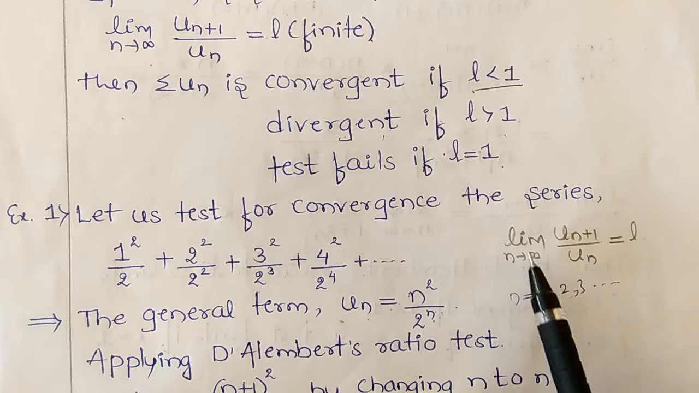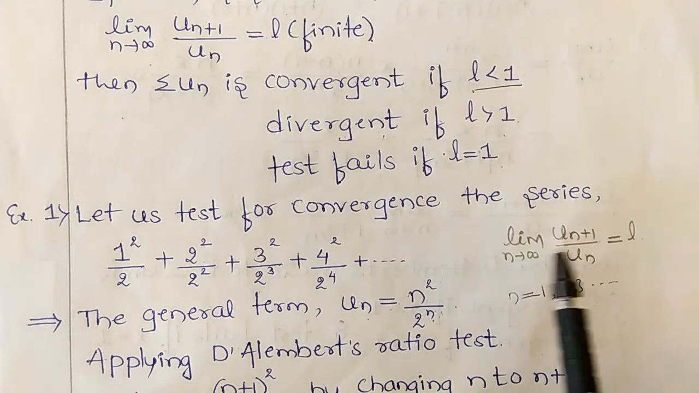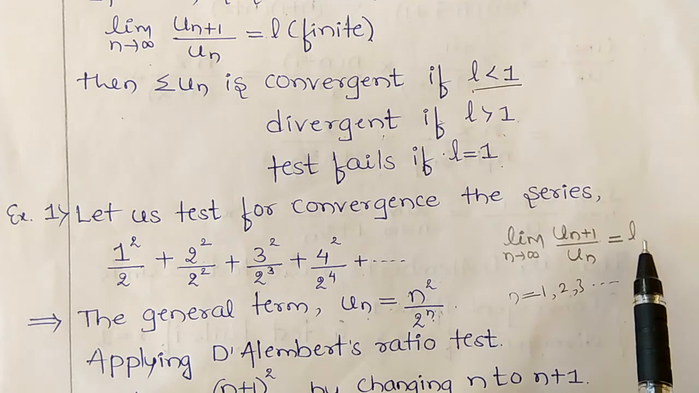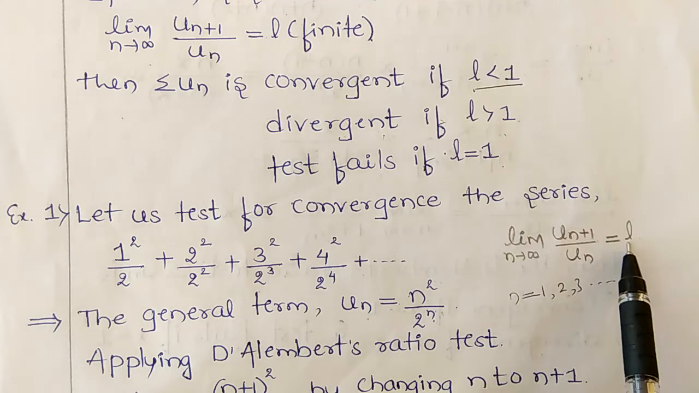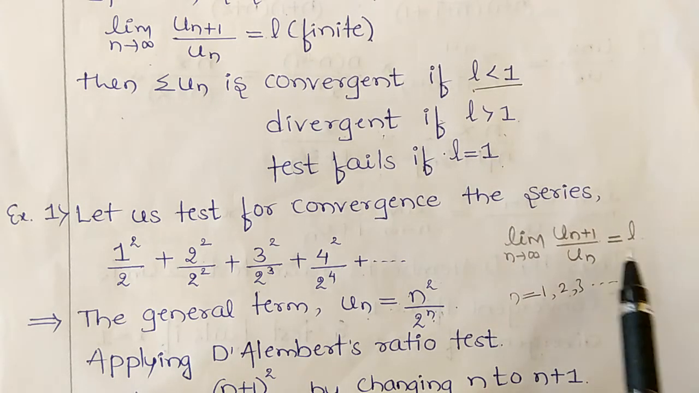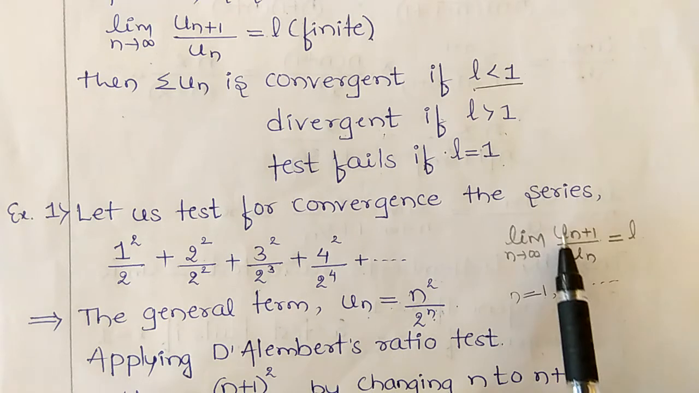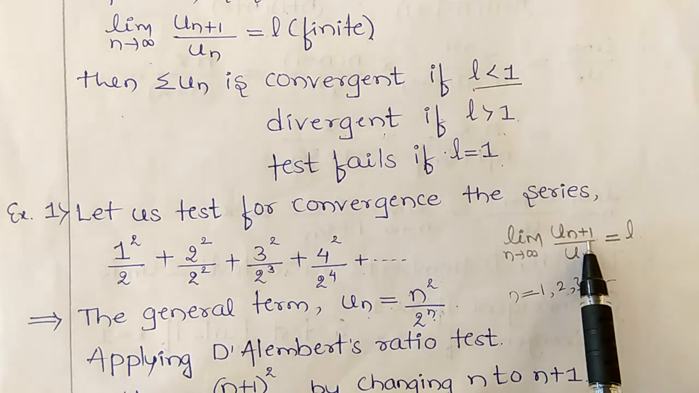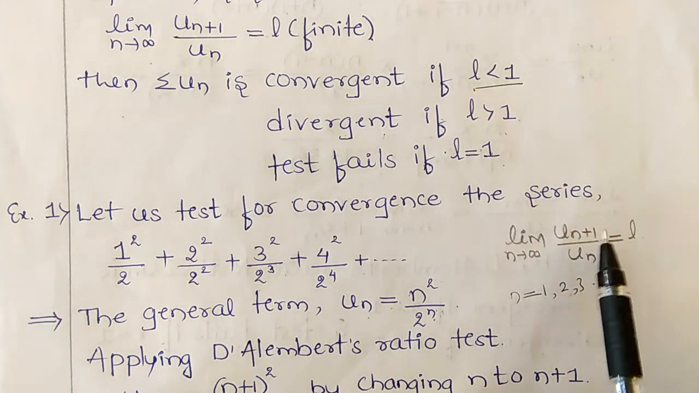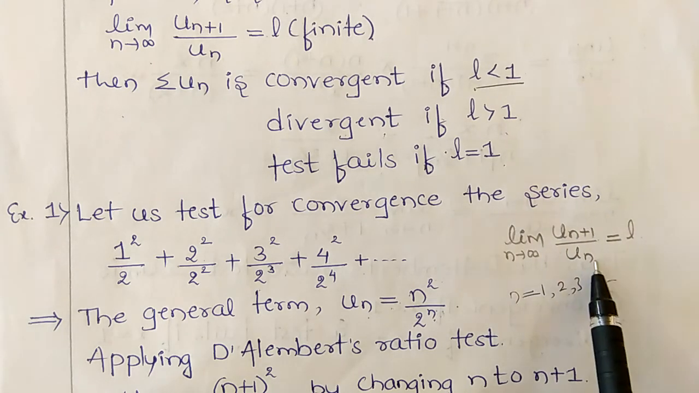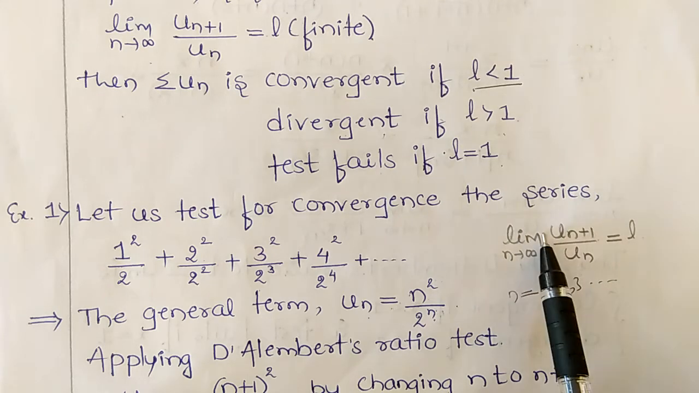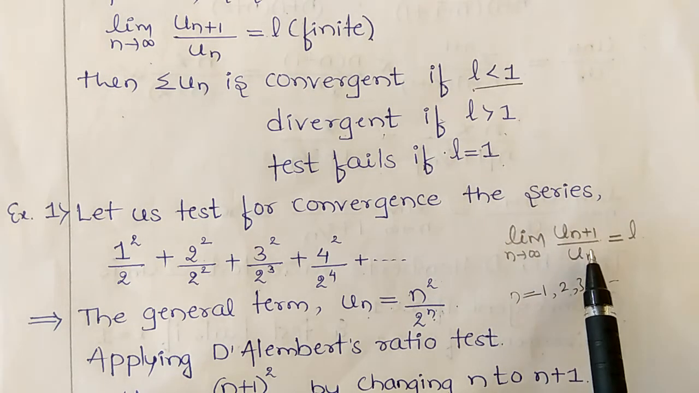Then we need to calculate the limit of un plus 1 divided by un as n tends to infinity. If L is less than 1, then it is convergent. If L is greater than 1, then it is divergent. So we need to calculate the un plus 1 term. After finding the un plus 1 term, divide un plus 1 by un. Then after that you have to apply the limit. Simplify, and we get convergent or divergent.